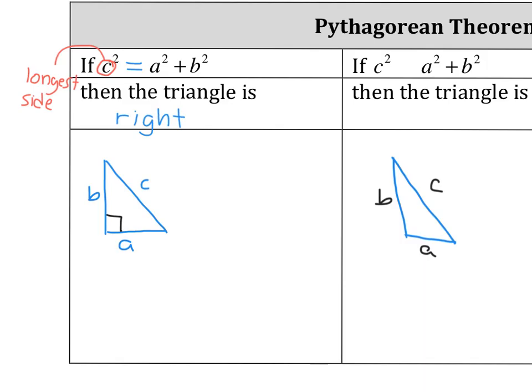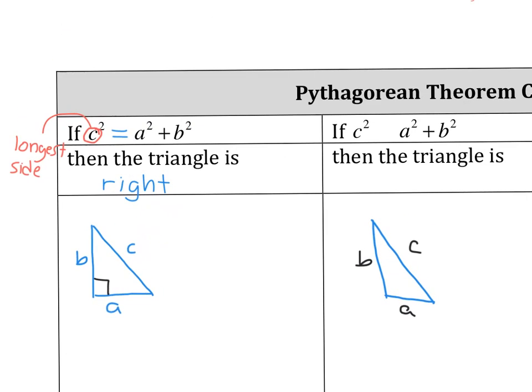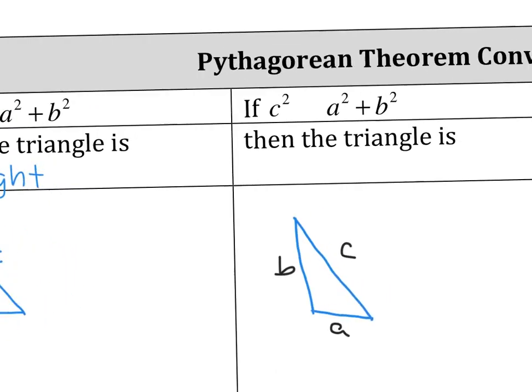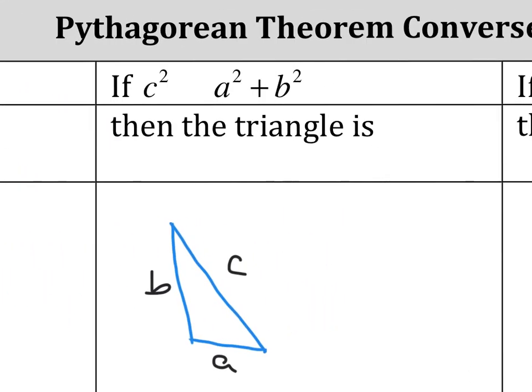Good. So notice what we did. The reason why I'm putting C squared on the left side is so that the greater than symbol works: if C squared is greater than the sum of the squares of the other two sides, then the triangle is obtuse. So you see the logic there? Greater than, obtuse, kind of melds well.